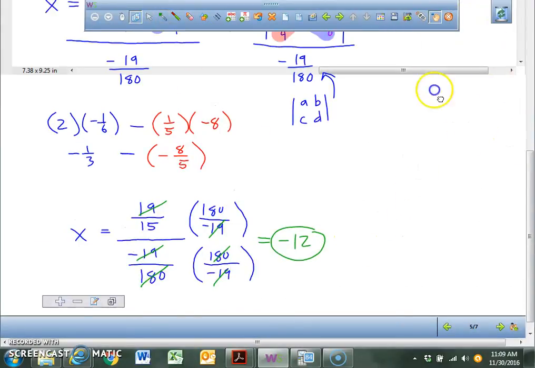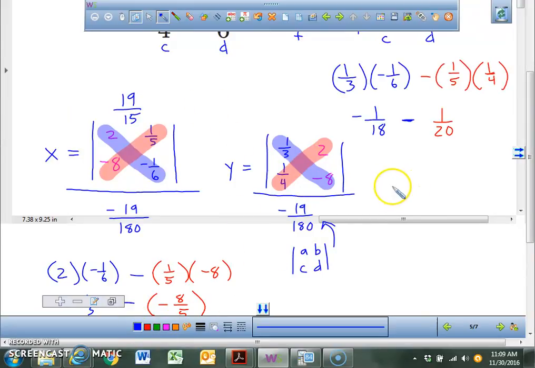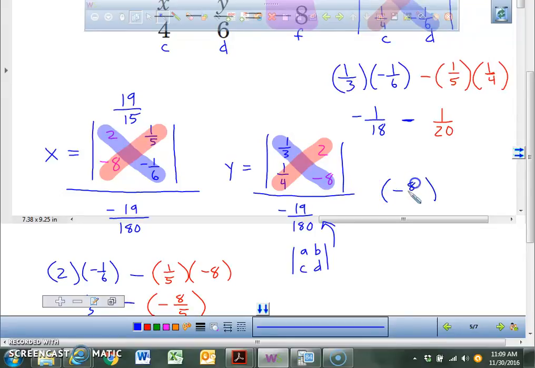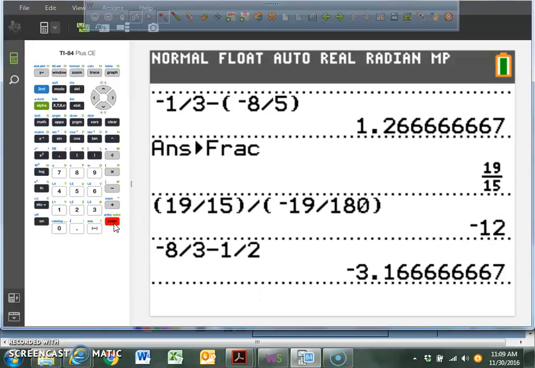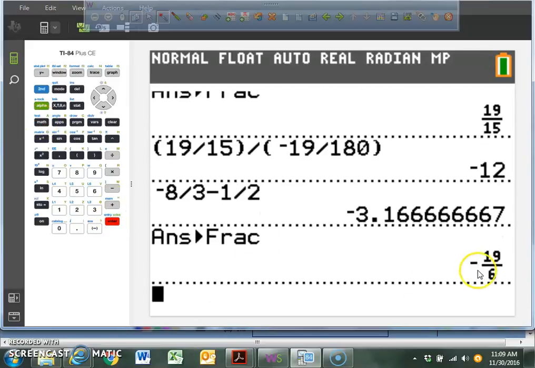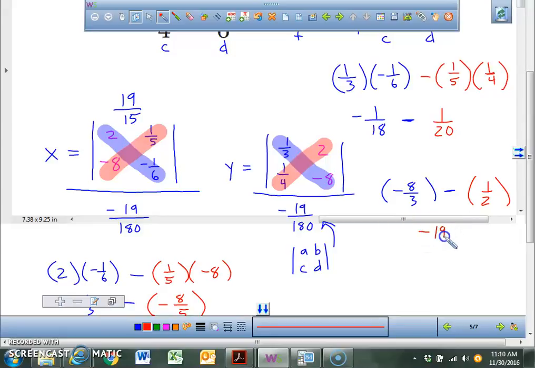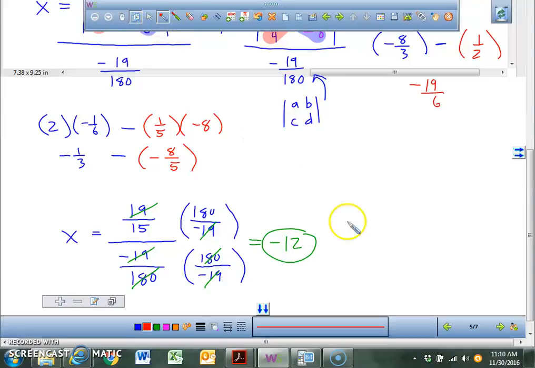They do. Now, over here, let's do this one right here. What's the product of the blue right here? The product of the blue is a negative 8/3 minus, what's the product of the red? 2 over 4, which is 1 over 2. Put that in the calculator: negative 8 divided by 3 minus 1 divided by 2. Hit the math button, press enter twice, you get negative 19 over 6. We'll put this right here. So here we go. What's your y equal to? Your y is equal to a negative 19 over 6 divided by negative 19 over 180.